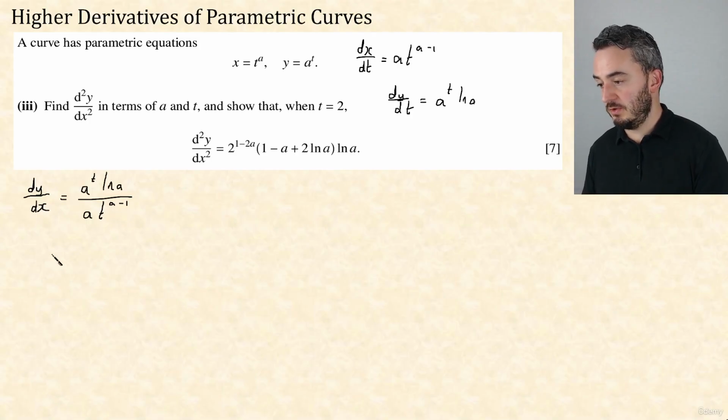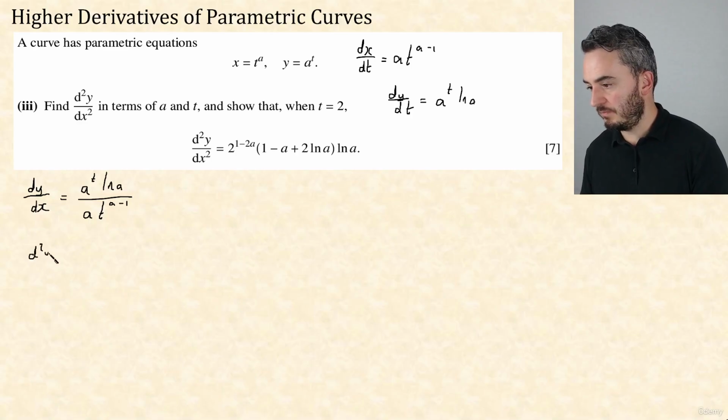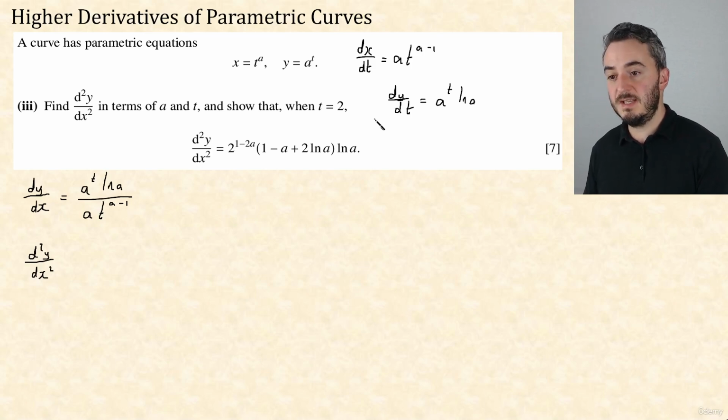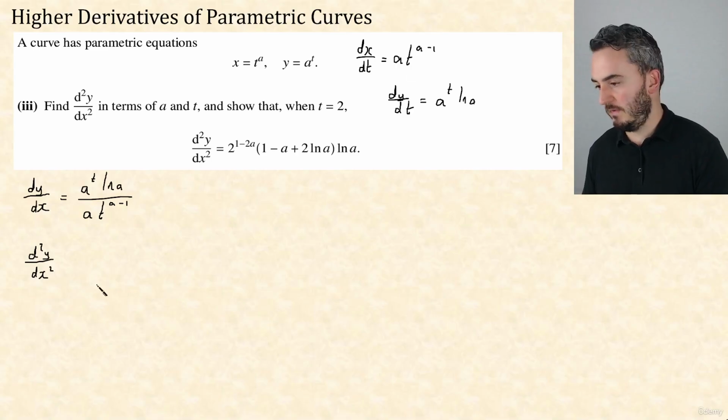Okay, on to our second derivative. So what do we need to do here? We need to differentiate this with respect to t, and then we need to multiply by dt by dx, which is going to be the reciprocal of that. So differentiating this with respect to t, well, this is going to be a quotient rule. So vu dash. Okay, here's v, a t to the a minus 1.